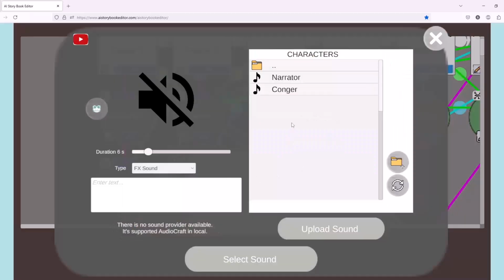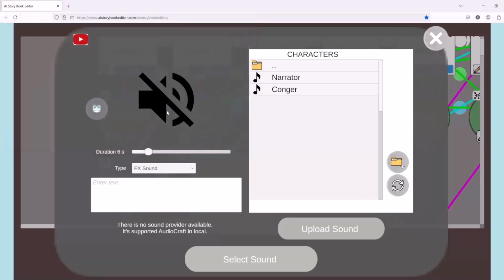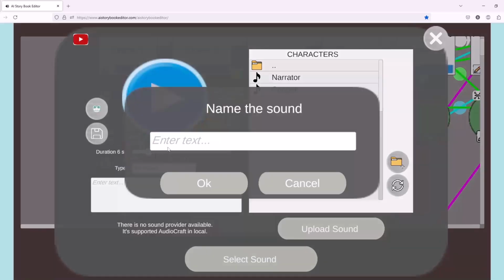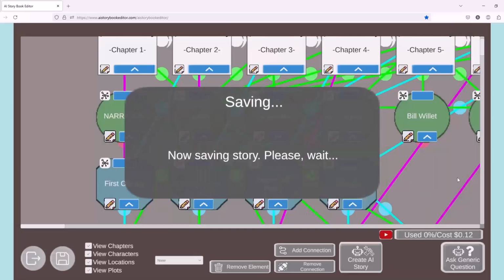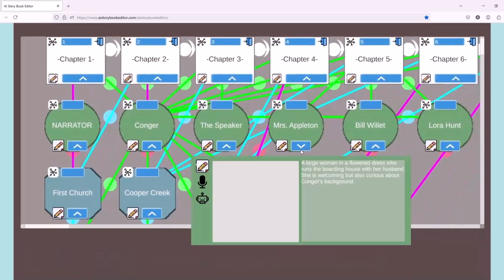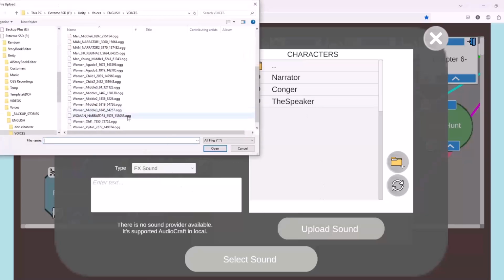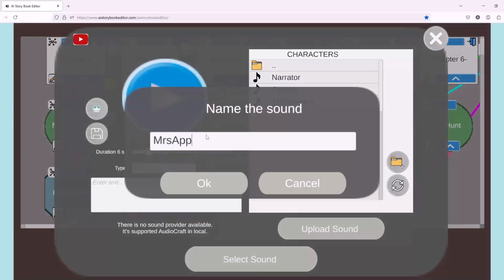The speaker is an old man, so let's go with that. Let's assign the voice to the character. Okay, then Mrs. Appleton. Mrs. Appleton is a middle-aged woman, so let's go with this one. Okay, Mrs. Appleton.